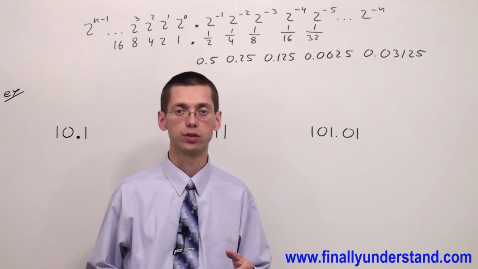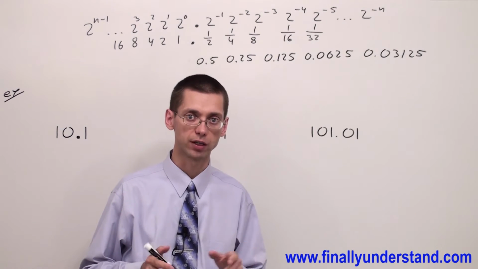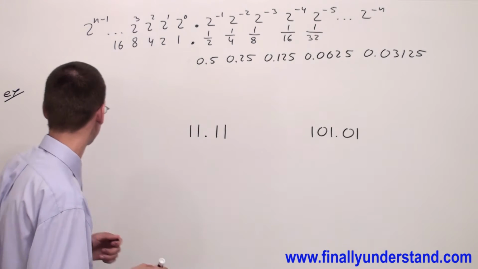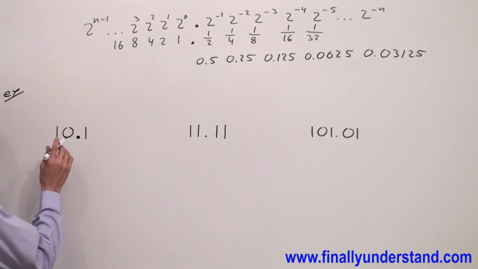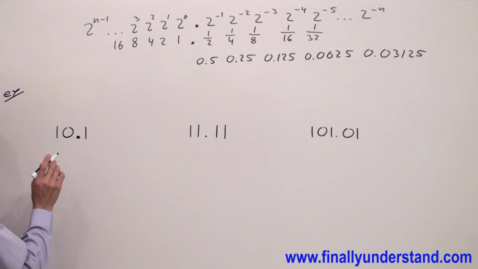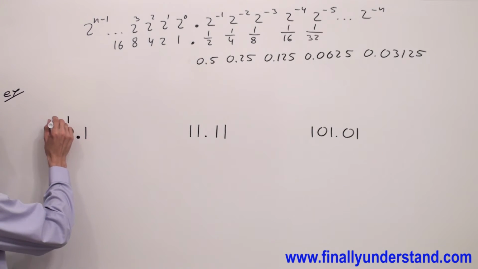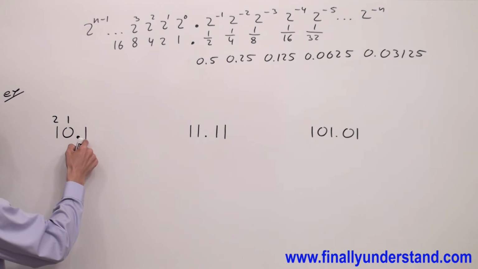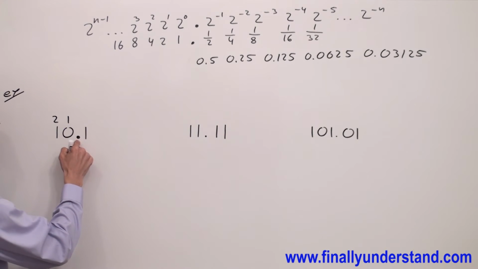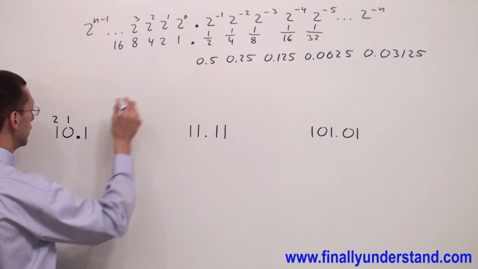Let's take a look at these examples. This time we're supposed to convert the binary number, which has a whole part and a fractional part. What we're supposed to do first is write the weights over every single bit. So I have 1, 2. And the weight for this bit, because it's on the right side of the point, is supposed to be 0.5.